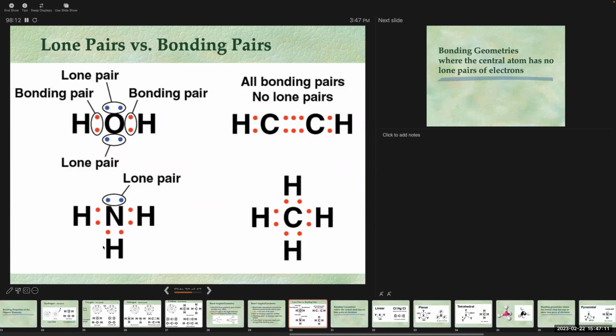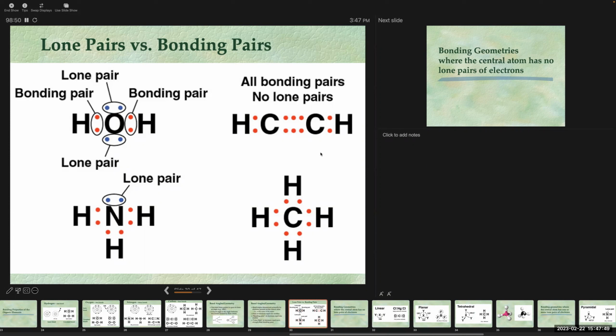Here's another example down at the bottom. This is ammonia, NH3. The nitrogen in the center has a bonding pair of electrons with the hydrogen on the left, a bonding pair with the hydrogen at the bottom of the picture, and a bonding pair with the hydrogen on the right. I didn't bother to circle them this time, but they're colored in red to represent the fact that they're all bonding pairs. But then the nitrogen also has one of these lone pairs of electrons that is not being shared. It's not participating in any bond.